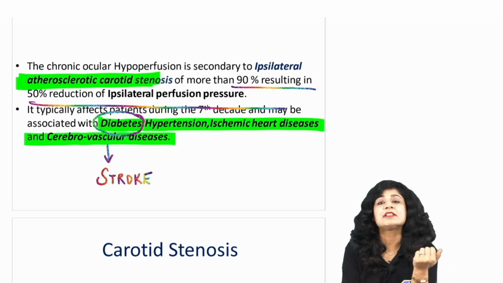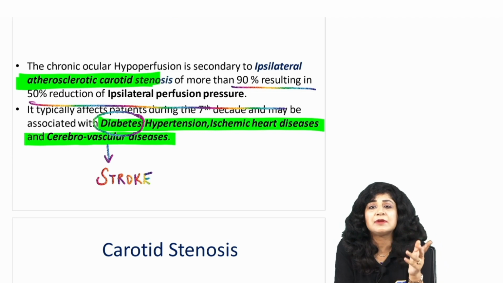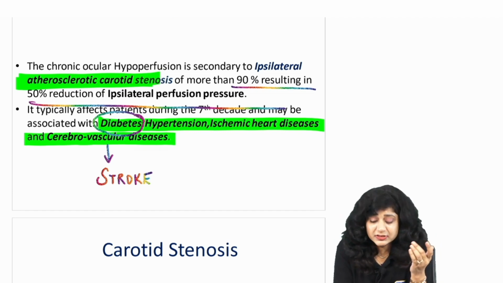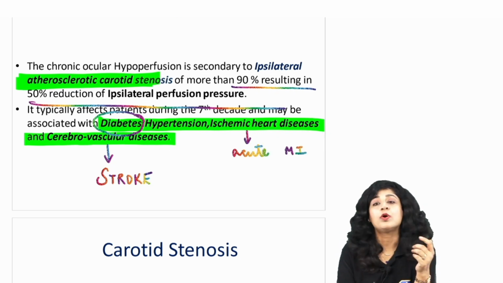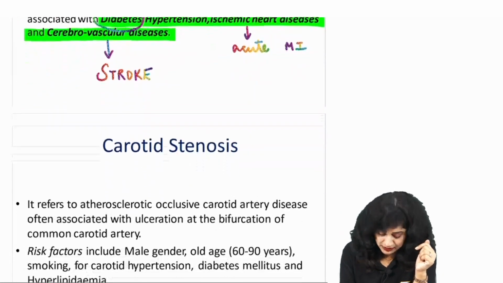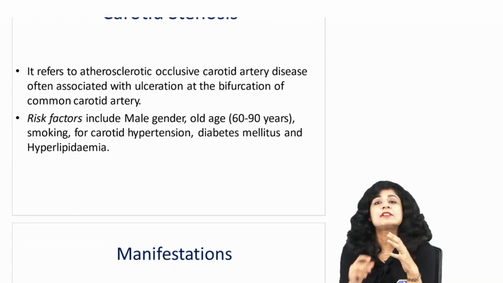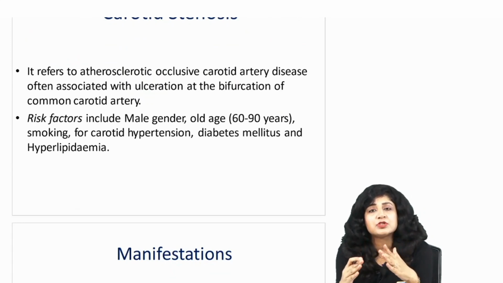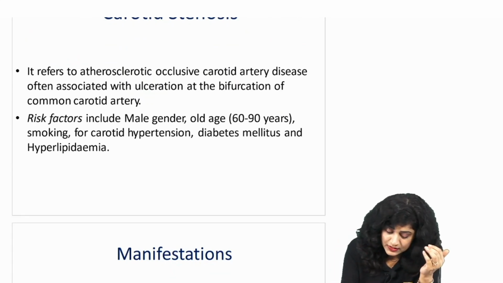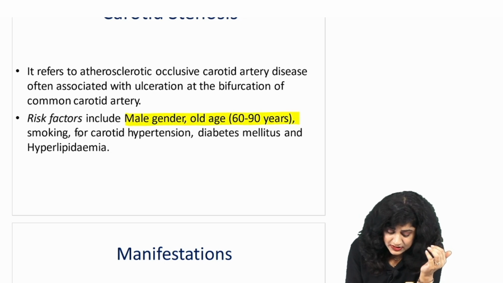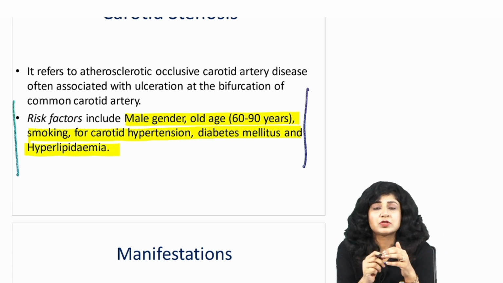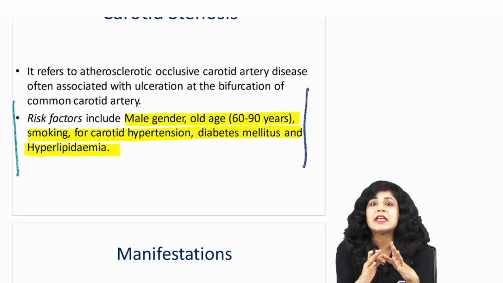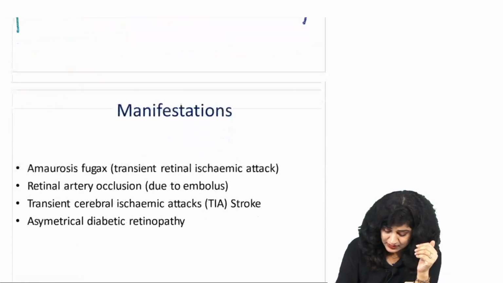So you should have all these things in mind: if my question contains diabetes, hypertension, ischemic heart disease, it could be acute MI. If they are giving you any history of MI or stroke, you have to think about this. So basically all these conditions, diabetes, hypertension, atherosclerosis, are more common in males, 60 to 90 years, smoking, carotid disease, hyperlipidemia. Again, look for these risk factors in the question. All these things are more common in elderly age, male, as well as smoking, diabetes and hypertension.